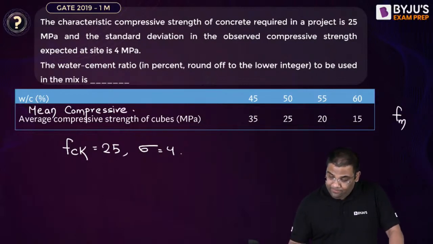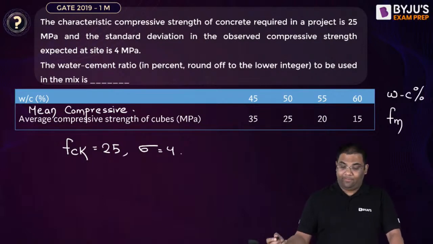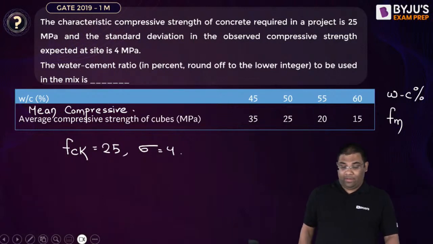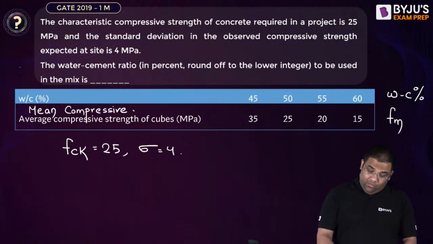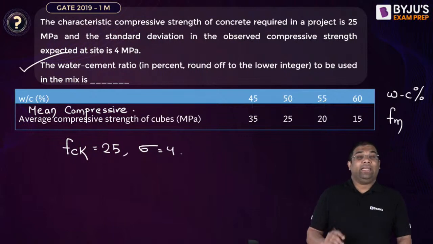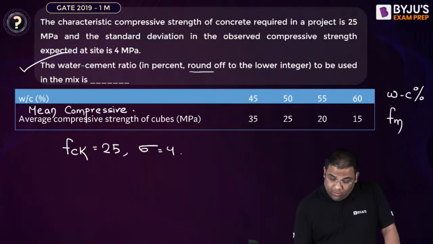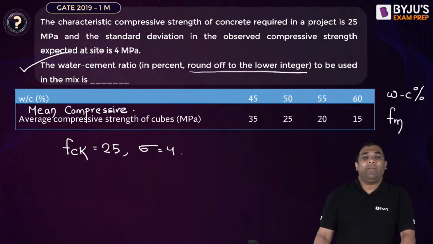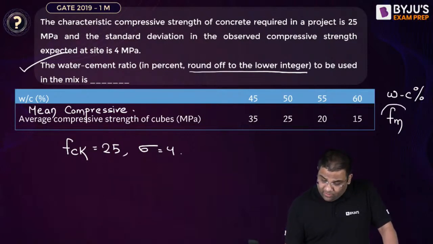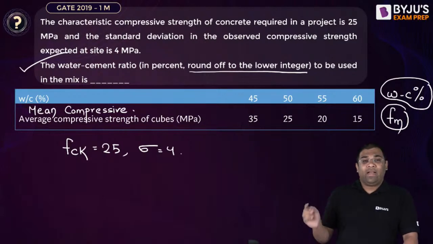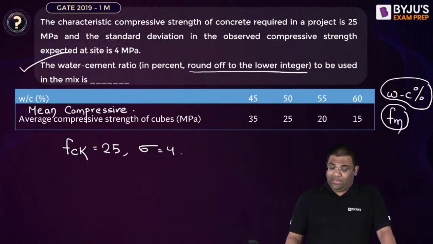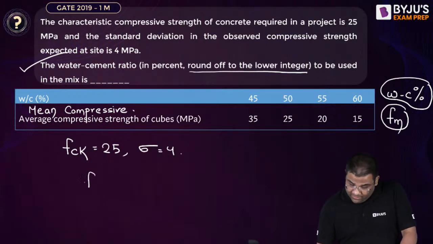So this is FM. And here there is the water cement ratio in percentage given. So it's a table. And they're asking you to find out the water cement ratio in percentage, rounded off to the lower integer. Okay, no problem. This is a table between the mean compressive strength and the water cement ratio. If I find the mean compressive strength, then from the table I can find the water cement ratio, right?